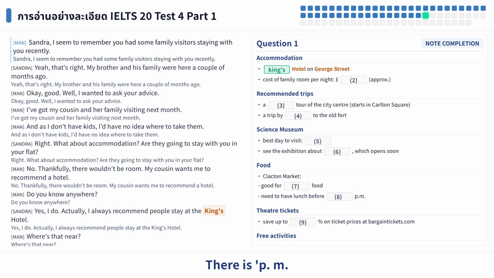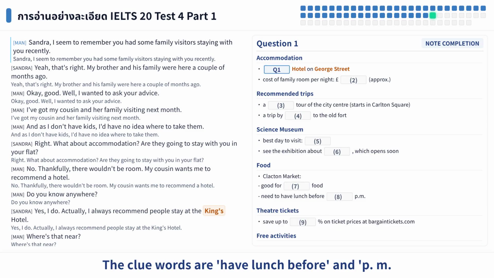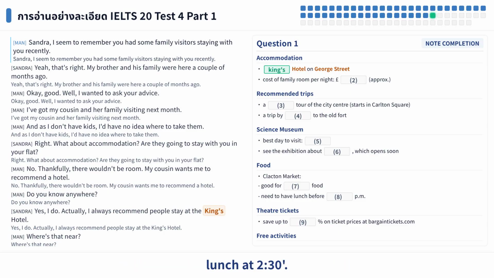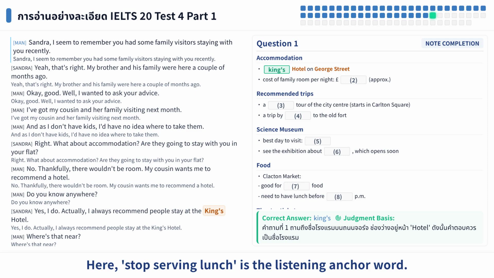There is PM after the blank, so we need to write a time here. The clue words are have lunch before and PM, which tell us to fill in an afternoon time. In the recording, Sandra says, stop serving lunch at 2:30. Here, stop serving lunch is the listening anchor word.